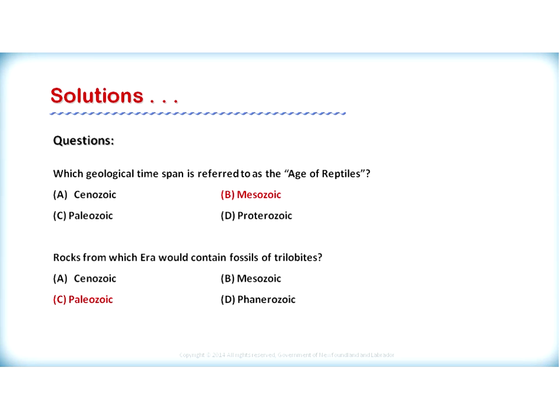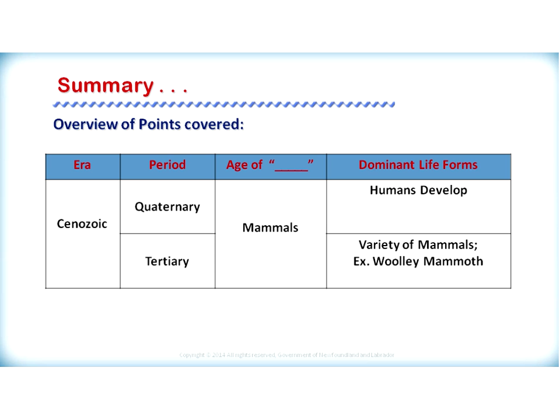So the solutions are outlined here. For question 1, the Mesozoic is known as the age of the reptile, and for the last question, trilobite fossils were found in the Paleozoic era.